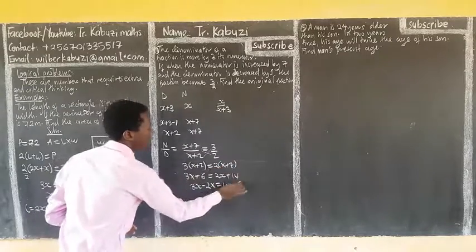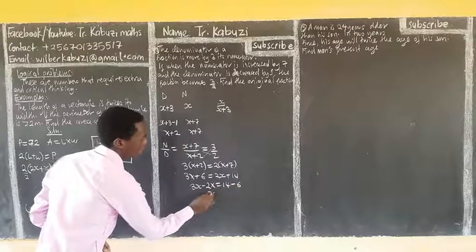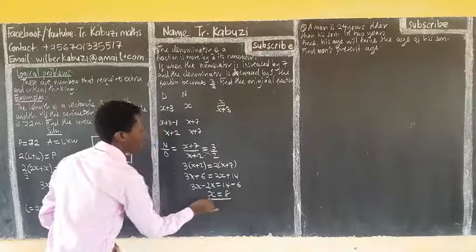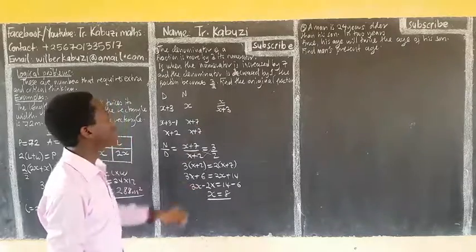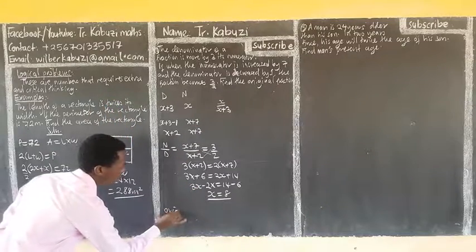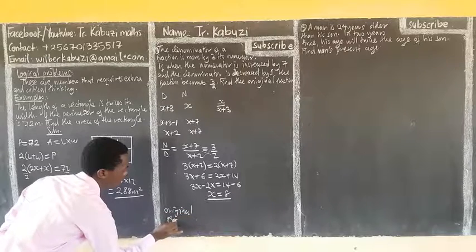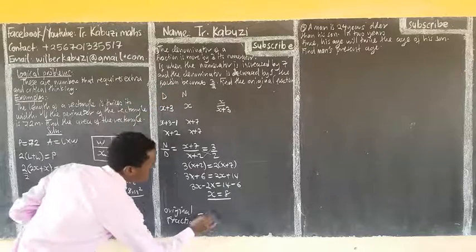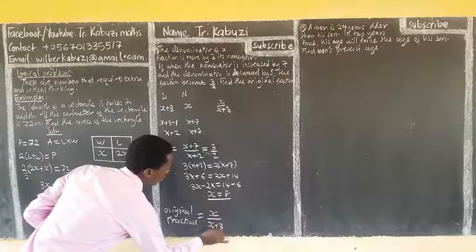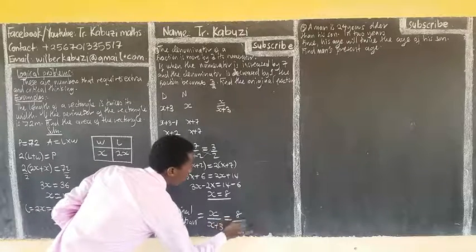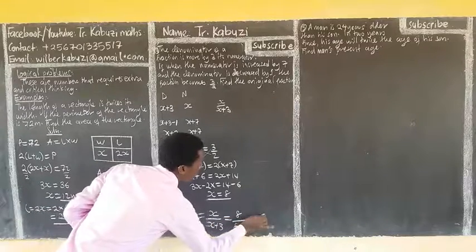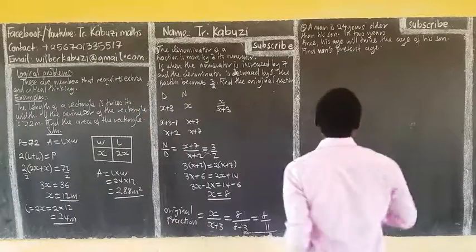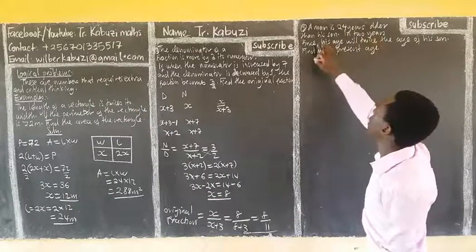When this one crosses the equal sign, it becomes a negative. 3x minus 2x, you get x. 14 minus 6, you get 8. So that's the x. Now our original fraction, the one before the increase or decrease, was x over x plus 3. Our x is 8, so 8 over 8 plus 3, and this will be 8 over 11. Okay, so that's it.